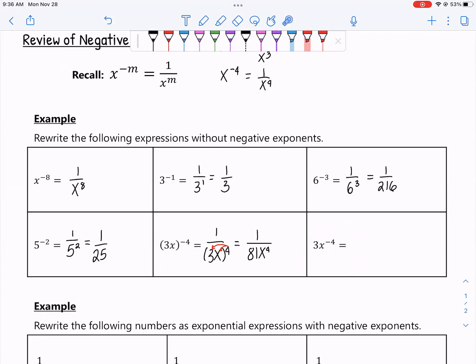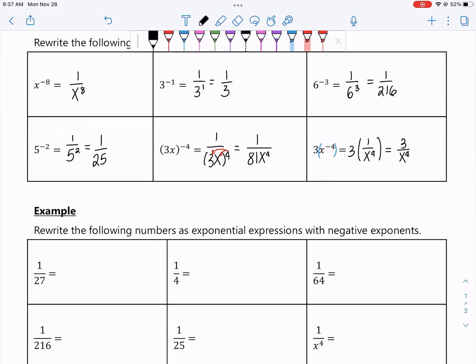In this last problem here, the 3 does not have the exponent on it. It's like this guy's alone. So we have 3, and then x to the negative 4 would be 1 over x to the 4th. And if we multiply these two things together, we get 3 over x to the 4th. It's just really important to know that where your negative exponent is matters.